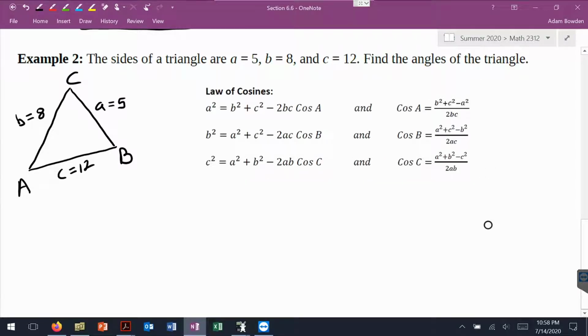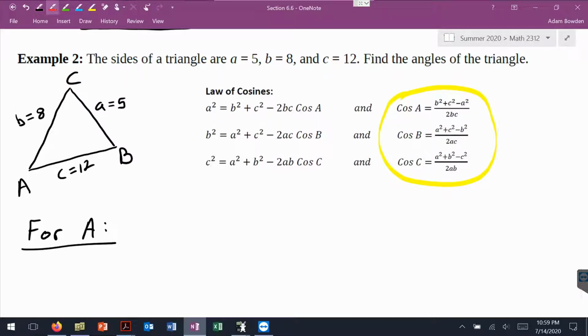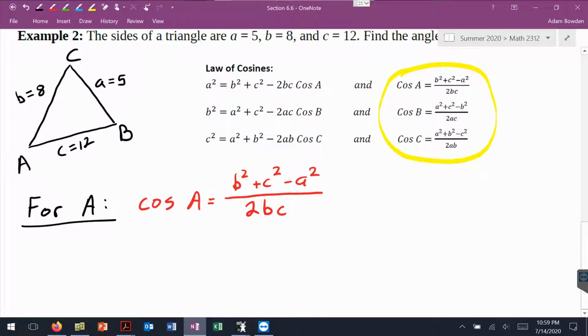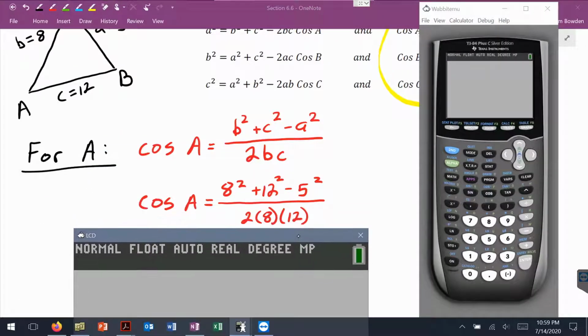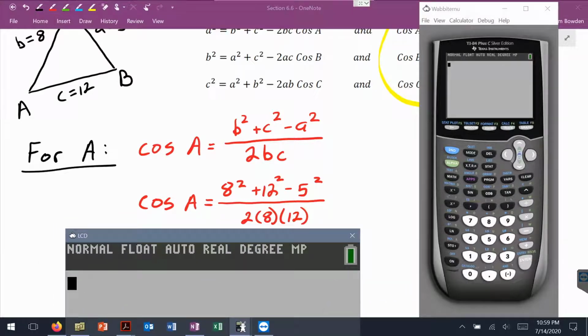Now looking at the law of cosines again, the formulas we're going to use to solve for angles A, B, and C are these here on the right. So if we want to solve for A, we're going to use the formula that goes cosine of A is equal to b squared plus c squared minus a squared over 2bc. So we'll plug the numbers in here and we'll get cosine of A is equal to 8 squared plus 12 squared minus 5 squared all over 2 times 8 times 12. Now we're going to need to approximate this with the calculator again. So let's plug it in exactly as I have it here.